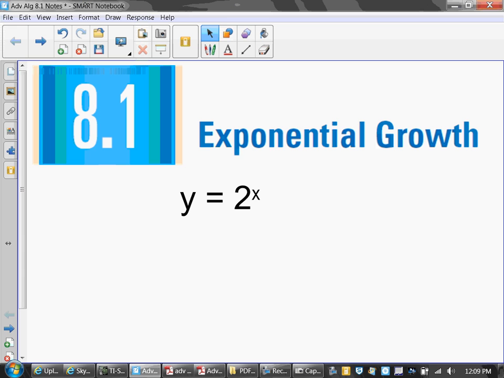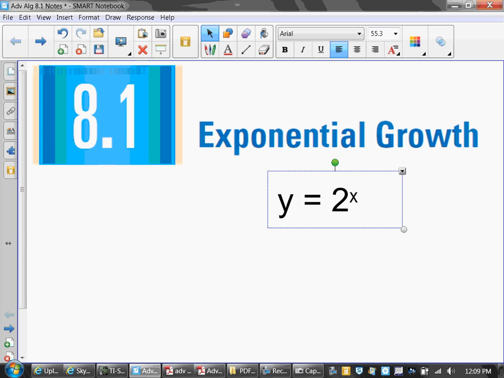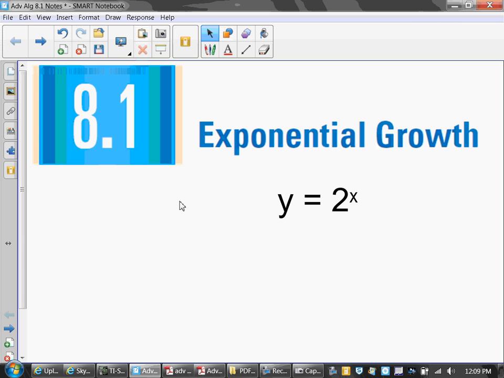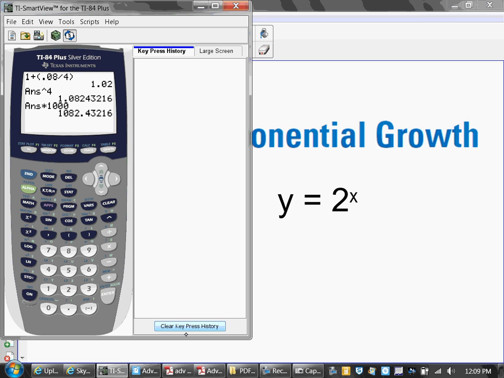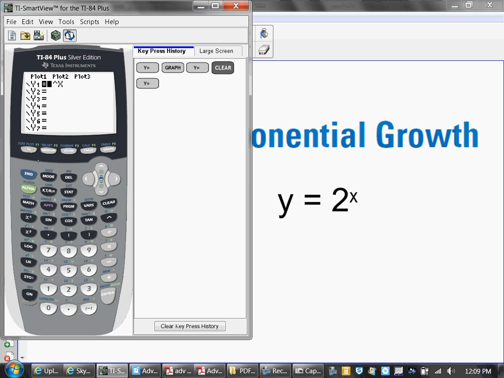I'd like you guys to type that in. Y equals 2 to the x. So the x is the actual exponent itself. So you get something that looks like that.